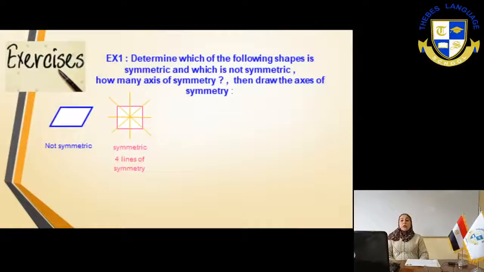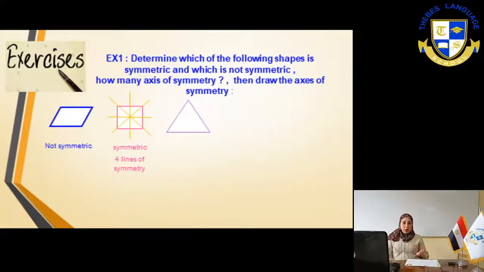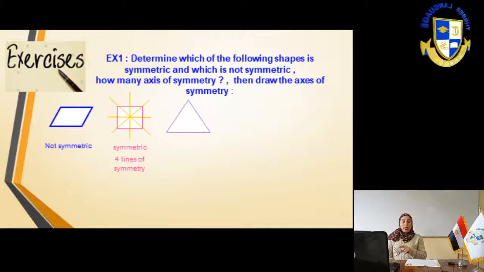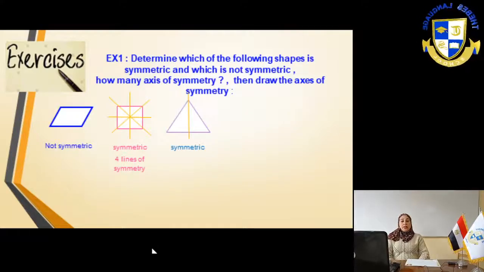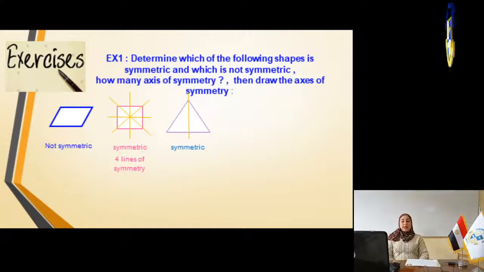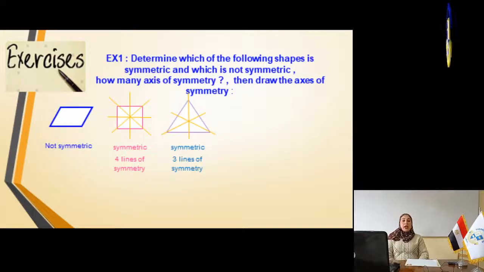Okay, the equilateral triangle, not any type of triangle. Here we are talking about the equilateral triangle. Is it a symmetrical shape? Yes. Why? Because I could divide it into two equal parts. How many axes of symmetry? Here, let's see the first one, the second one, and the third one. So the equilateral triangle has 3 lines of symmetry.